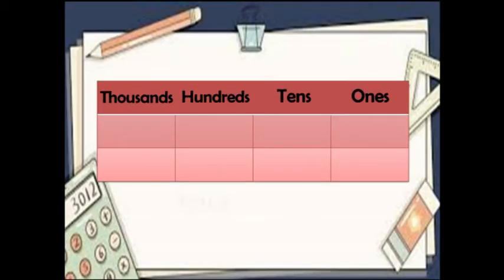In the first one, we have here 9 and 8. We read this as 98. Now, let's try to put 98 on its place value. The place value of 8 is ones. Very good. And the place value of 9 is tens.